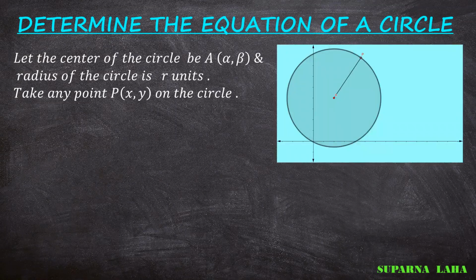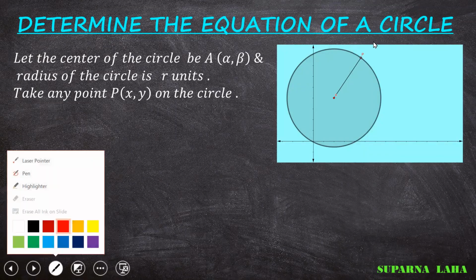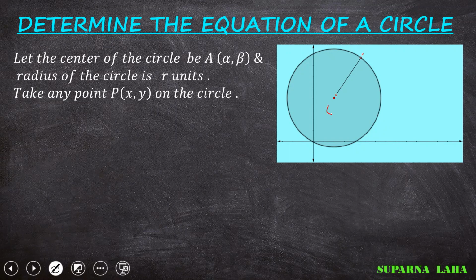Okay, so here if we mark the points, this point A is alpha comma beta and this point P is x comma y. Any arbitrary point you can choose on the circle. Okay, and this is R. This radius is given as R.